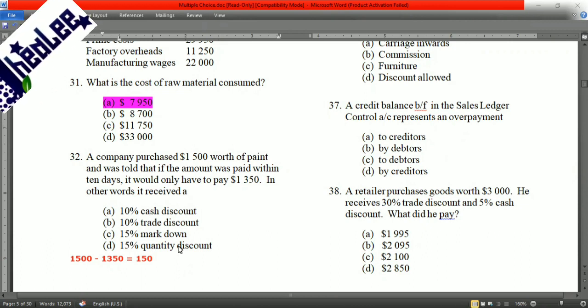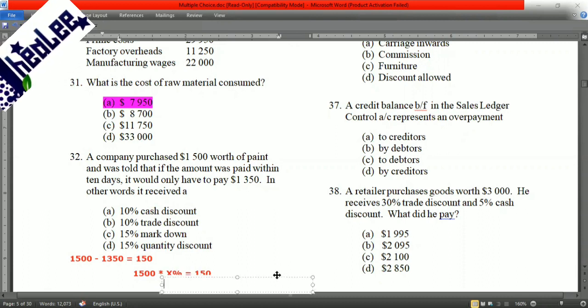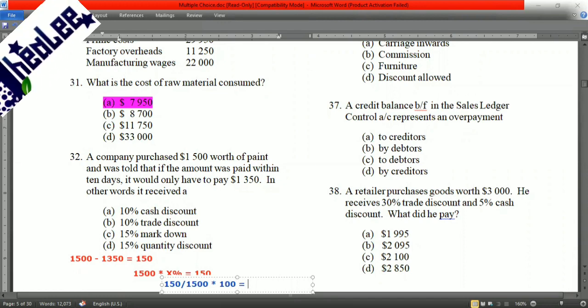But in order to determine the actual value of the discount, you would pick up the figure that the person should have paid, which is the 1,500, multiply that by X percent, because that is unknown, and then that would give you the value of the discount, which is the 150, right? This 150 is then divided by 1,500, and whatever you get, you're going to multiply that by 100 to get the result. So therefore, our discount there is 10%.